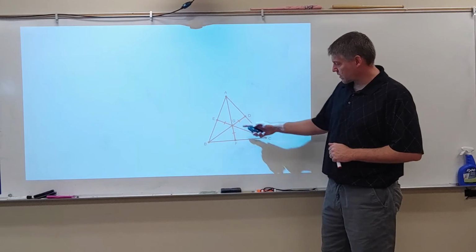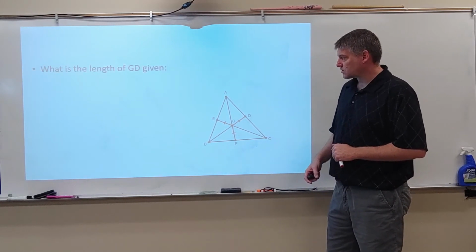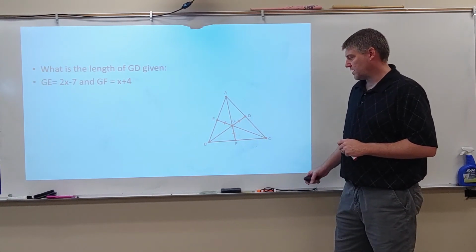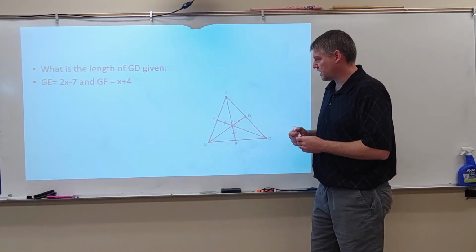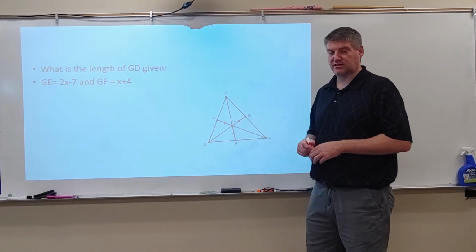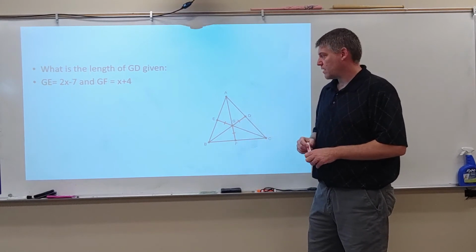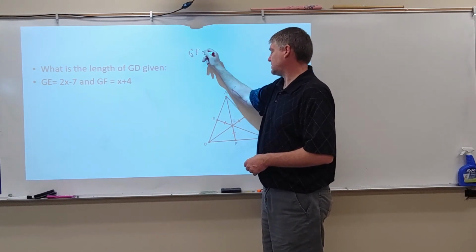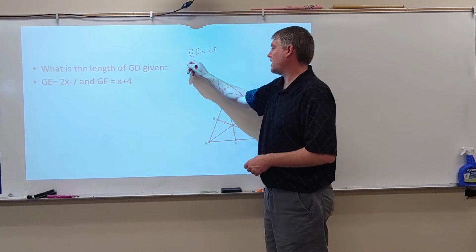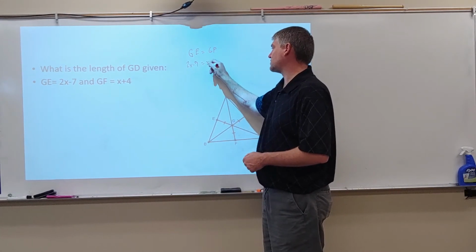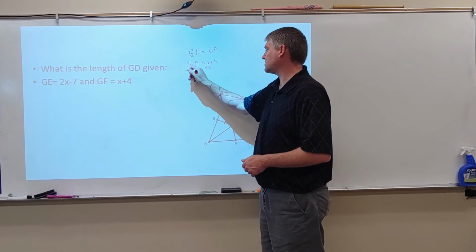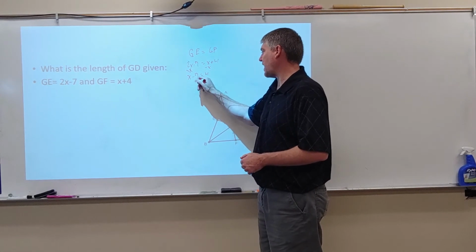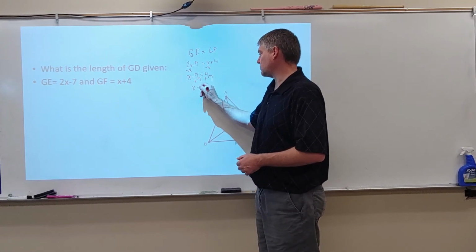Here we have our incenter, and we're asking for the length of GD. If GE is 2x minus 7 and GF is x plus 4, what is GD? Remember that GE is equal to GF. So I have 2x minus 7 equals x plus 4. I subtract off my x and get x minus 7 equals 4. I add 7 and get x equals 11.